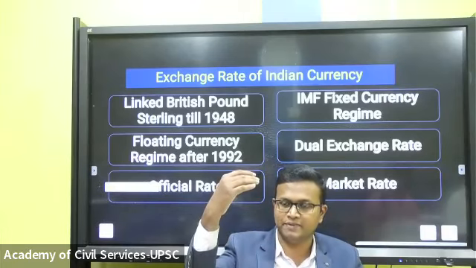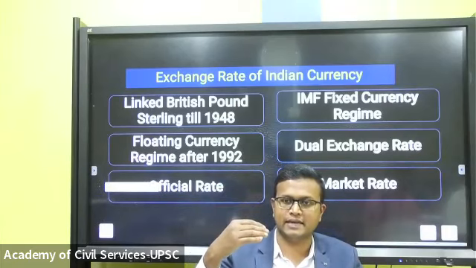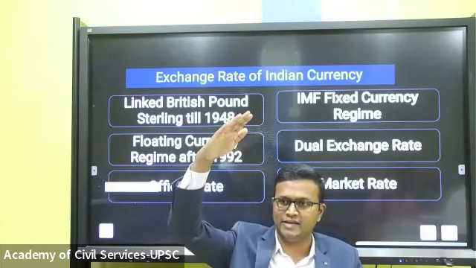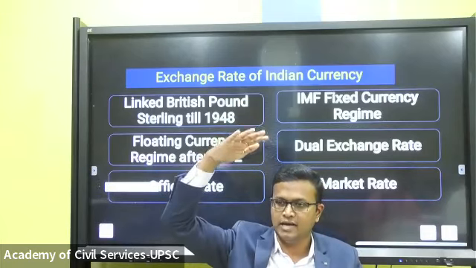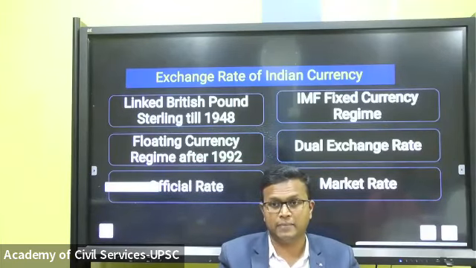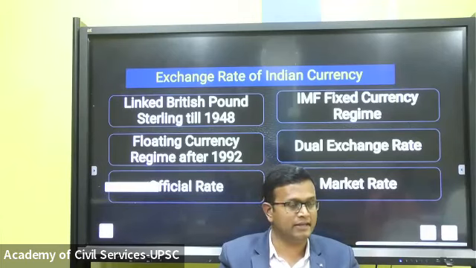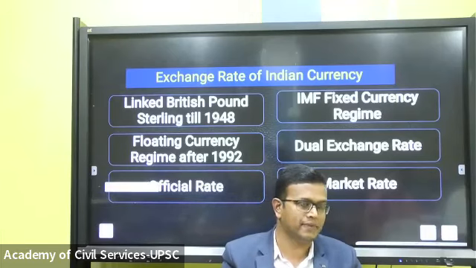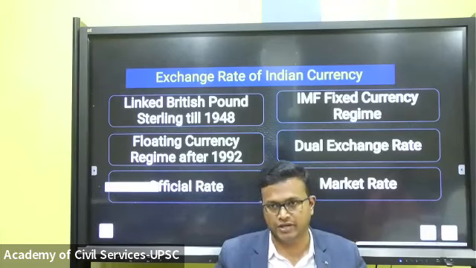Pegging your currency, pegging the value of your currency in comparison to the competitor's currency. If the competitor's currency's value increases, your currency value also increases. If the competitor's currency's value decreases, your currency's value also decreases. These are the different mechanisms for deciding the exchange rate of currency existing in different parts of the world. Coming to India's exchange rate.